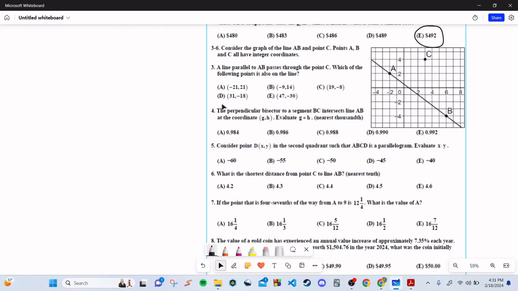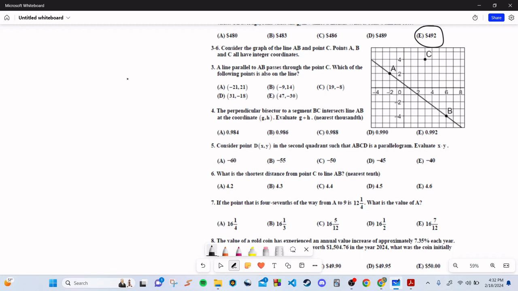So we've got these points A, B, and C, and we got this line AB. Okay. So the line parallel to AB that passes through C. So which one of these is also on the line? Okay, so we want to construct a line that's parallel, passing through C.